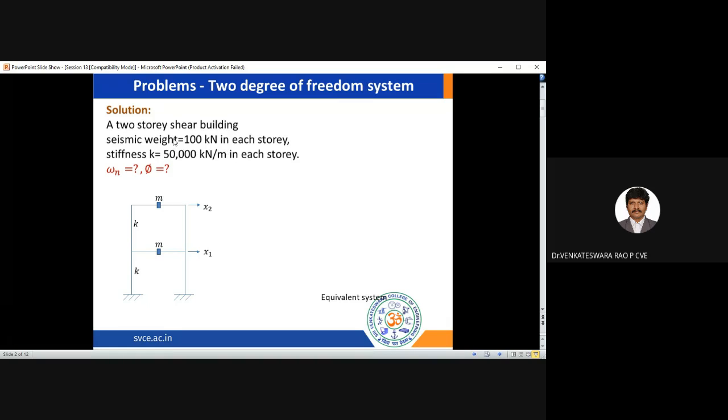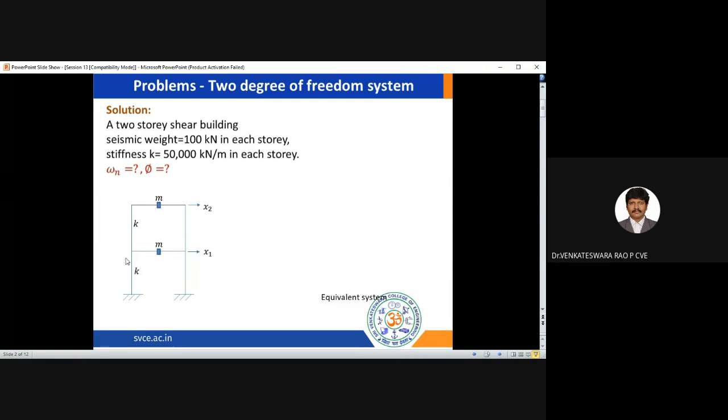And these values are for each story. Please understand. Here stiffness K is equal to 50,000 kilonewton per meter in each story, so I have taken K and K. Sometimes the stiffness of one story may be different from the other story. Then you can take K1 and K2. But each story stiffness means it is combining the stiffness of both the columns of each story.